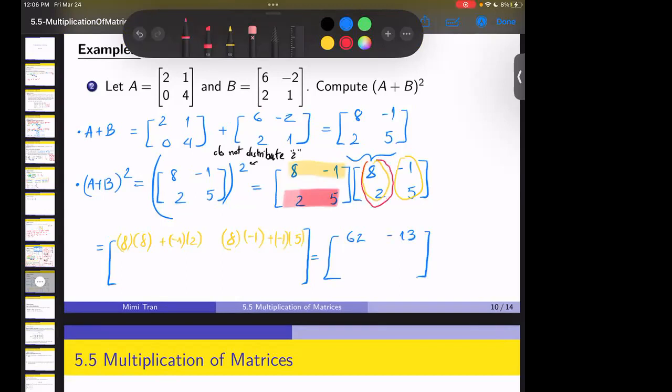Second row, first column. 2 times 8 plus 5 times 2. Dot product. 2 times 8, 16, plus 10 is 26. Then second row, second column: 2 times negative 1 plus 5 times 5. That's 23.